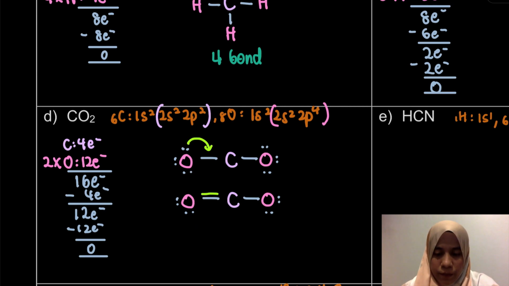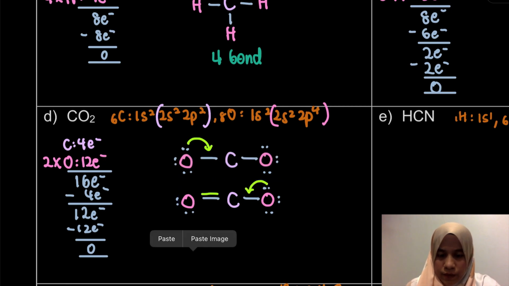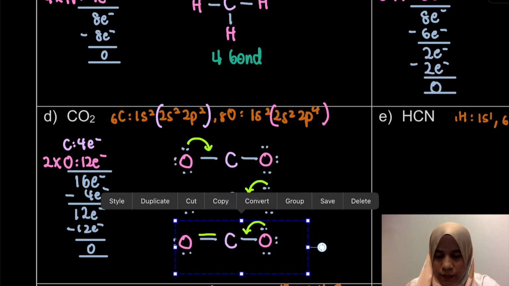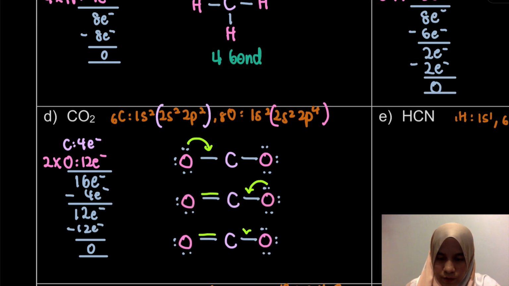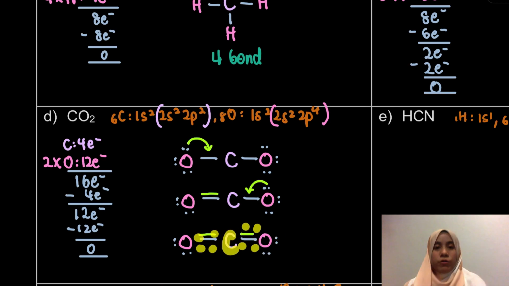Okay, but then carbon here, baru 1, 2, 3, 4, 5, 6. We want to achieve octet. So, what happened next is actually that yang ini pula akan share dia punya electron. So, bila dia share electron dekat sini, so, I'm just going to erase it here. Okay, so check. Oksigen ni masih lagi octet. 1, 2, 3, 4, 5, 6, 7, 8. Carbon ni pun 1, 2, 3, 4, 5, 6, 7, 8. Dah capai octet. So, this is actually the Lewis structure.